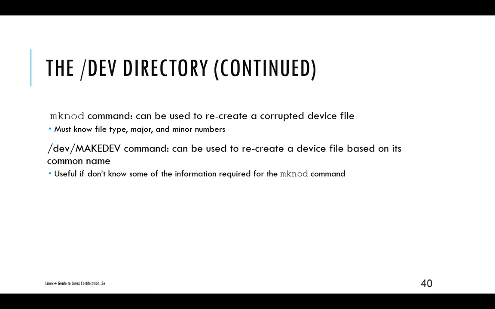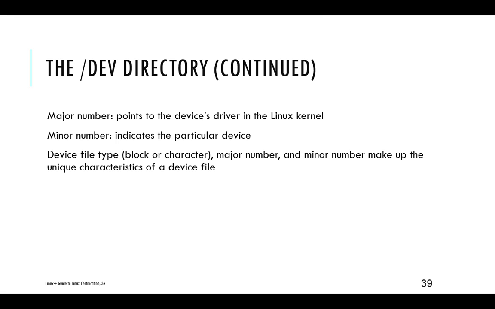Yeah, you can recreate a device file with the makedev command. Or you can do it with mknod. But you have to know the file type and the major and minor numbers. Yeah, I guess I'm not seeing the major and minor. I'm in the dev directory now, looking through it. It's the device driver. It's the driver itself. How do I see that?